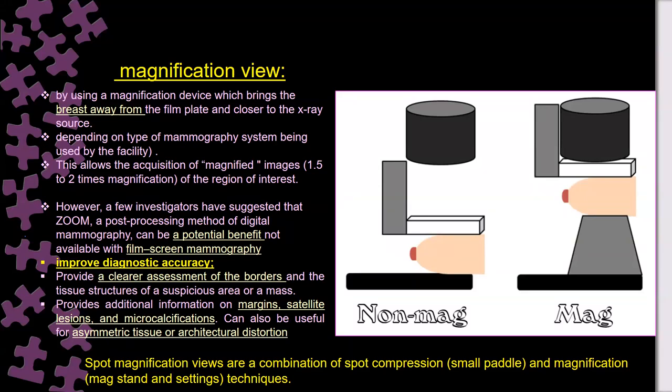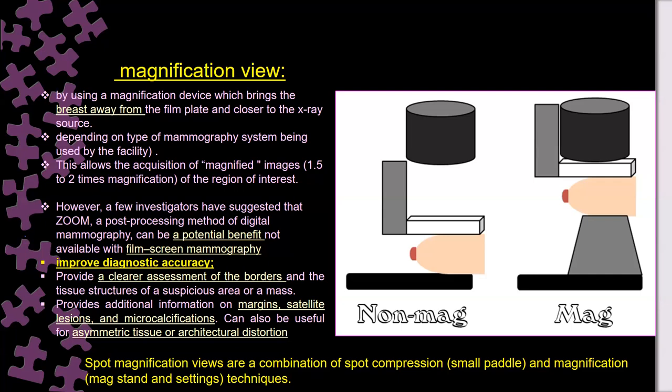Okay? And as we mentioned, there is zoom in digital, which can be a potential benefit, but it is not available in film screen mammography. And as you know, magnification is usually used to characterize what? Most of the time, it is used to characterize calcification, microcalcification. Yes, calcification. But it can also be used to delineate small lesions and characterize them further.